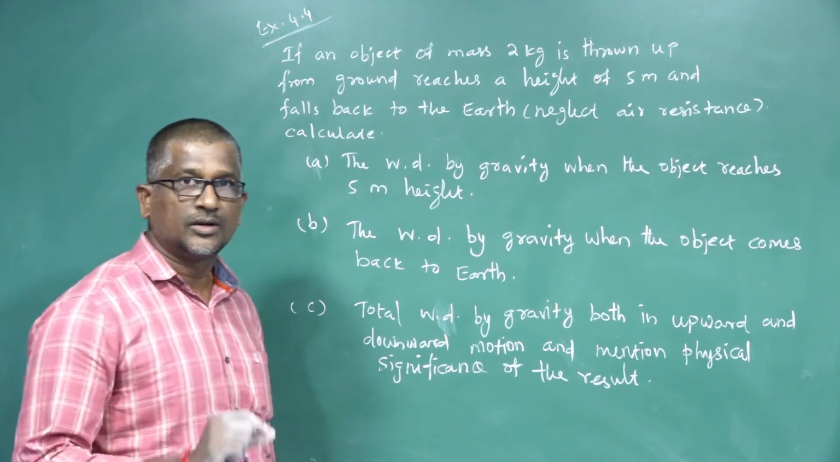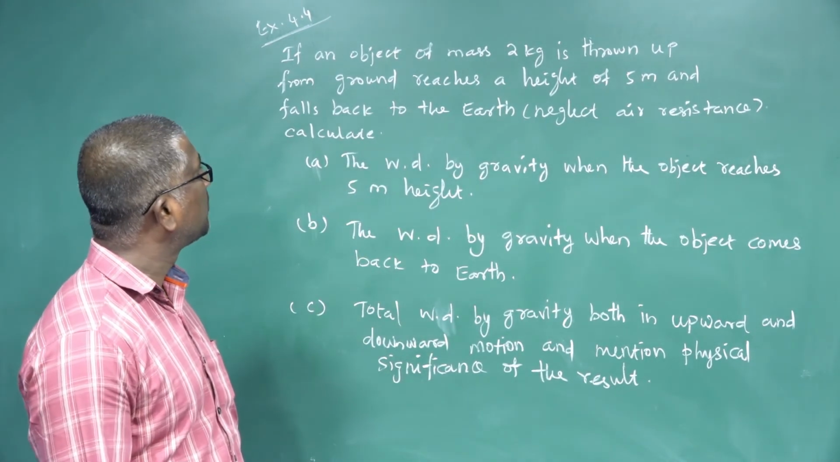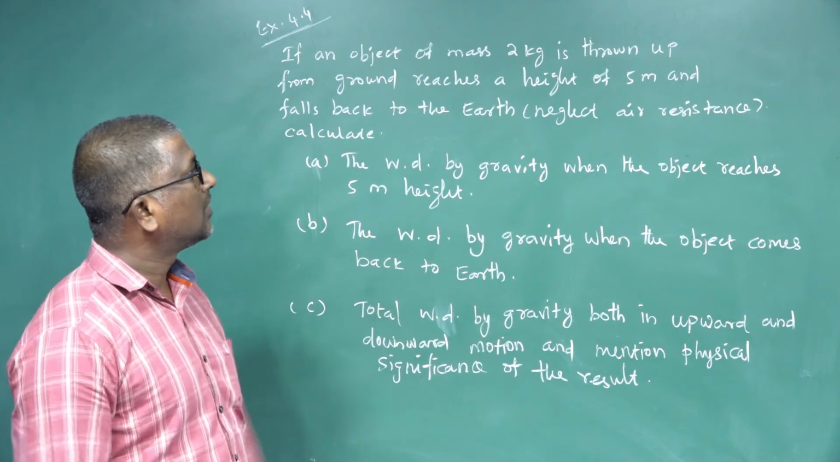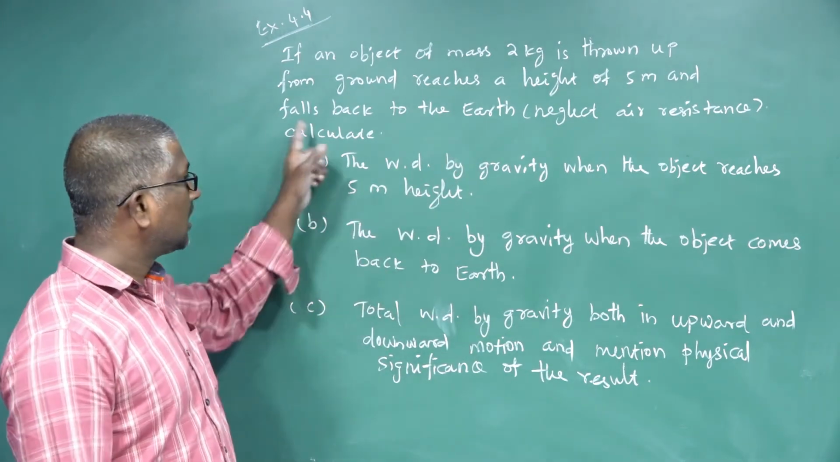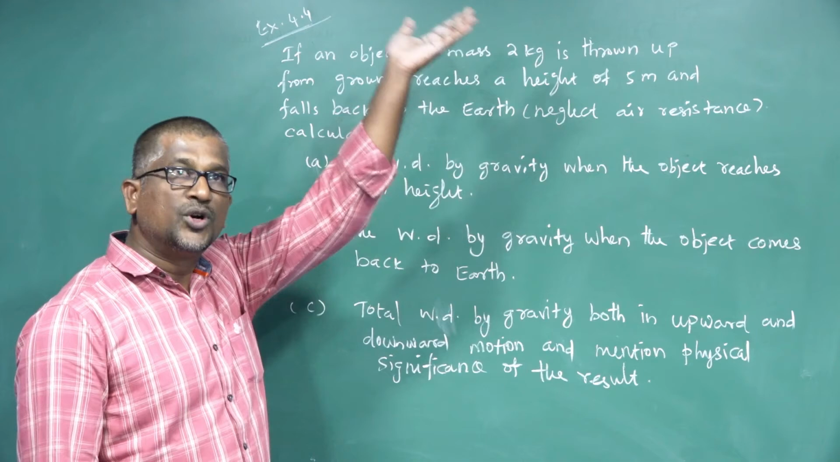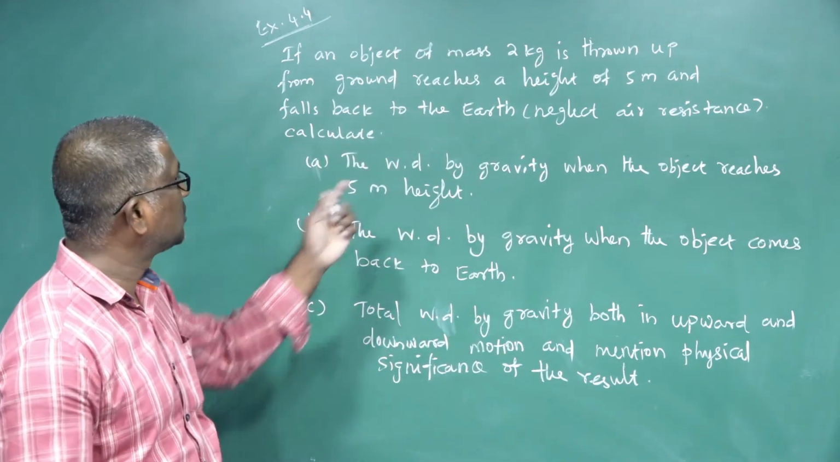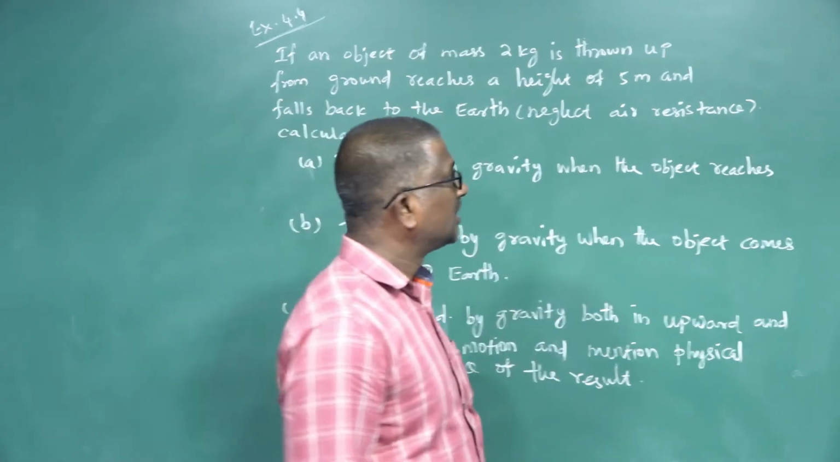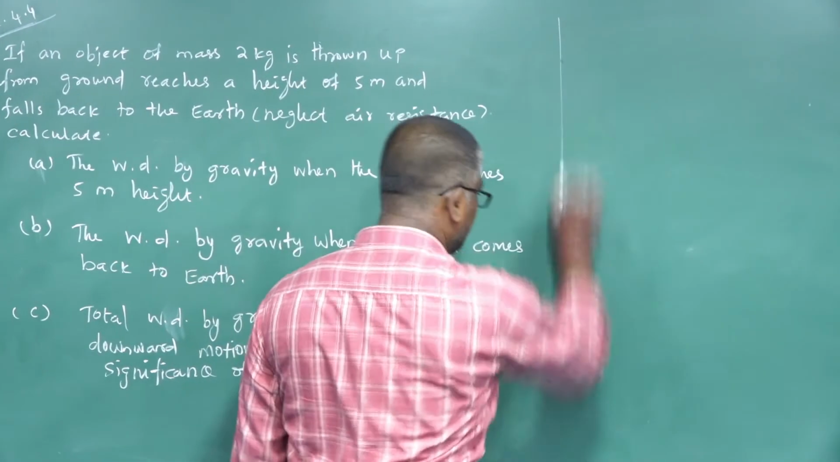Are you clear about this question? If an object of mass 2 kg is thrown up from the ground, reaches the height of 5 meter and falls back to the earth, neglect air resistance. Calculate work done by the gravity during upward motion and downward motion, and the total work done by the gravity. First, work done by the gravity when the object reaches 5 meter height, that is upward motion.